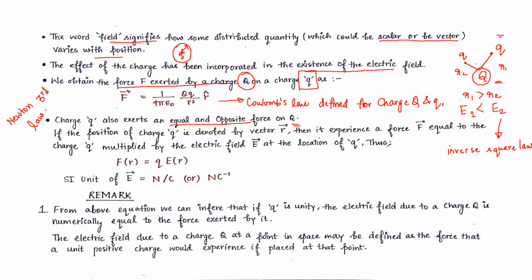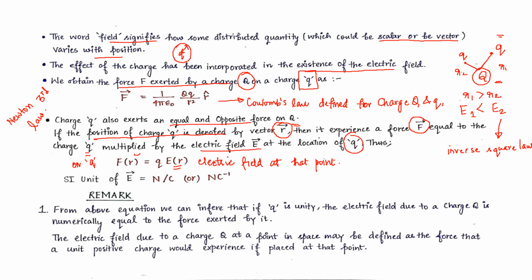If the position of charge q is denoted by vector R, then it experiences a force F bar equal to the charge q multiplied by the electric field E at the location of q. Okay, so the force at position R on small q is given as q into the electric field at that point.